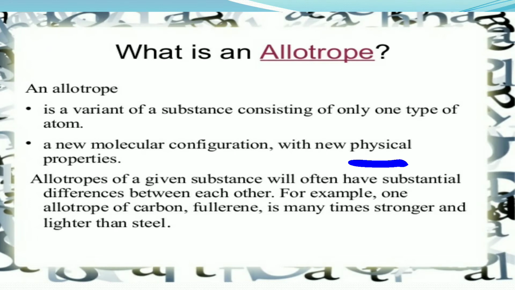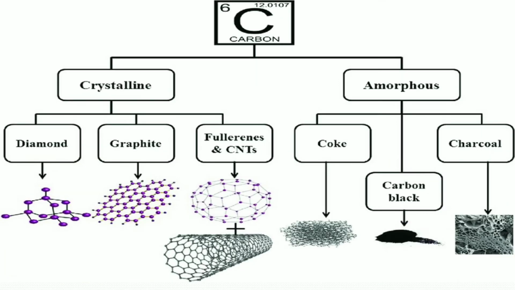For example, one allotrope of carbon is fullerene. It's many times stronger and lighter than steel. That means, in a simple way, allotropes are compounds of the same atom having new or different physical properties, but the same chemical property. That is called allotropes.